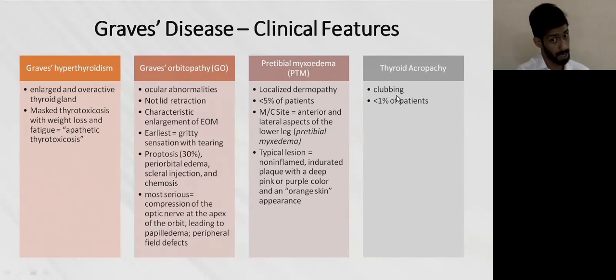And extremely specific, but extremely rarely seen, is thyroid acropathy, which is a grade 3 to 4 clubbing seen exclusively in Graves' disease because of Graves' disease. Seen only in less than 1% of patients. But if it's there, it tells you that it is Graves' disease. Very, very specific.